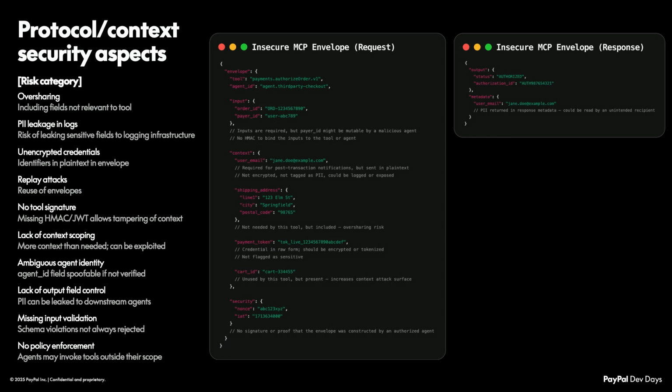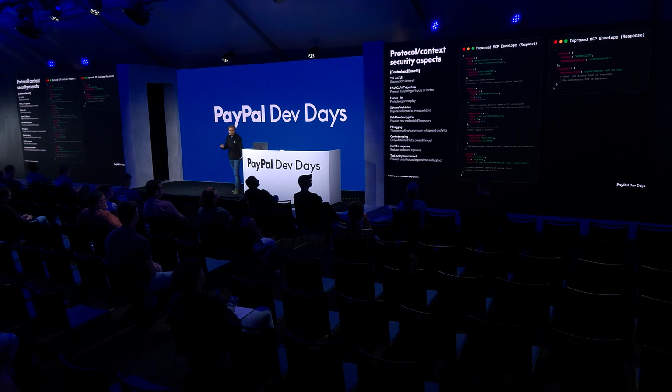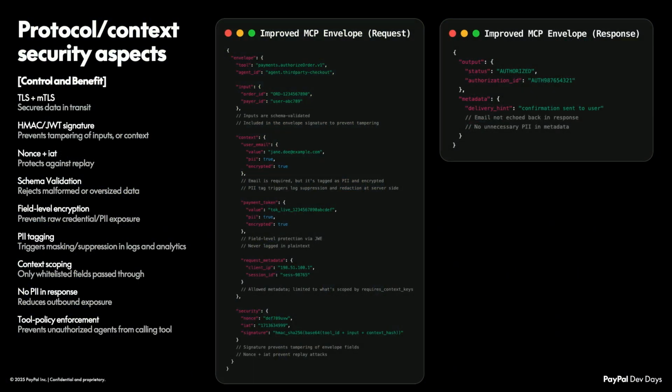And policy enforcement needs to also happen, where agents may invoke tools outside their scope. So what are the mitigations against that? Is the agent authorized to actually call a specific tool, and is it within the scope? And what we have here now is an improved MCP envelope. So we showed you ways in which an MCP envelope could be compromised, certain practices that should be avoided, and now here are some practices that are generally followed.